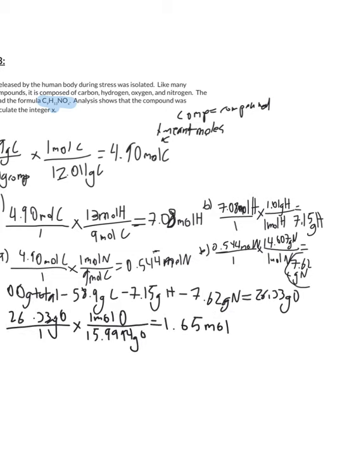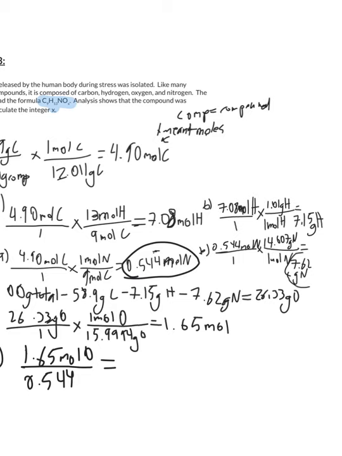Now all we have to do is, since N has the smallest mole amount, as we found out before, we just have to divide the 1.65 moles of O that we got by the 0.544, and we get O3. So we know that O is 3, meaning X equals 3.